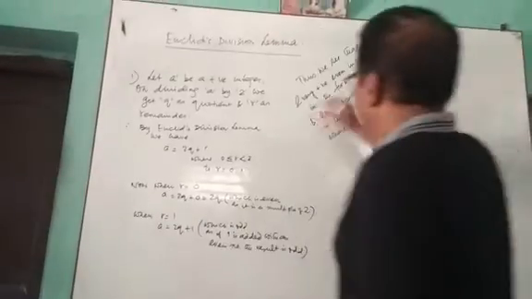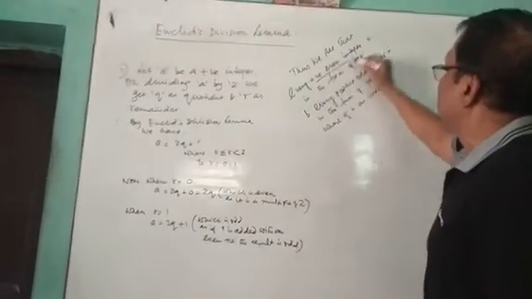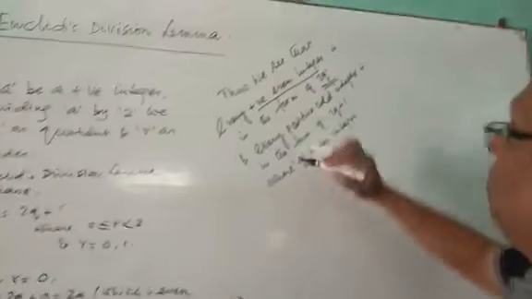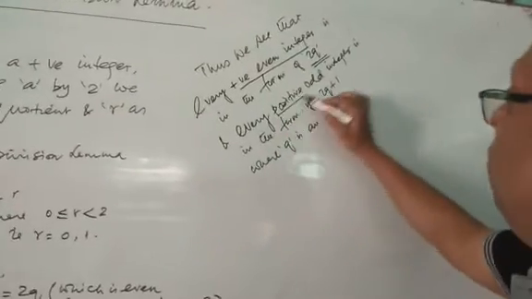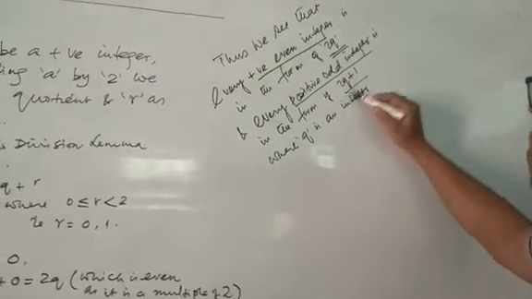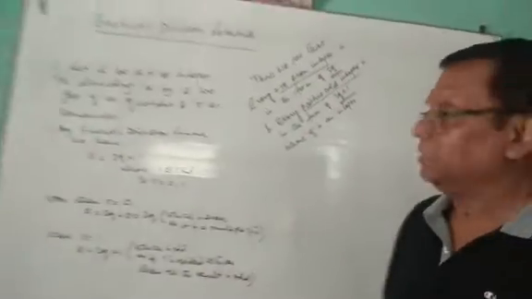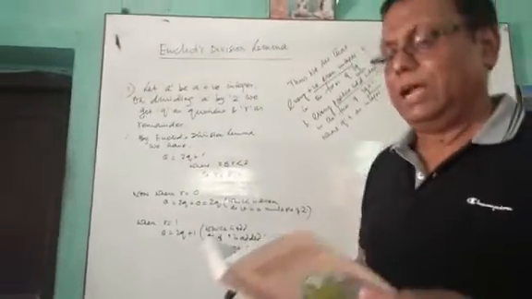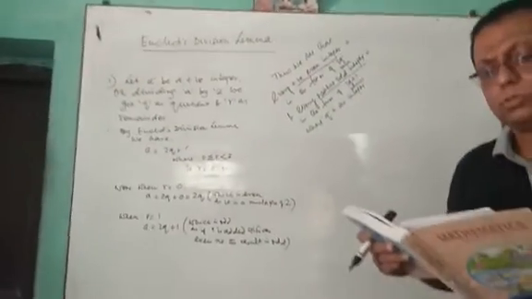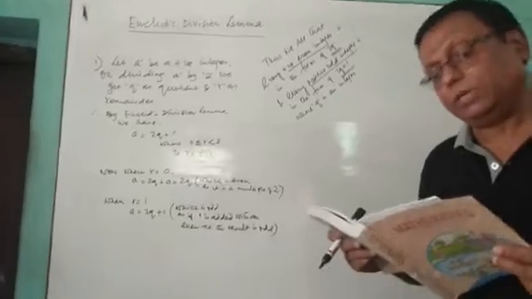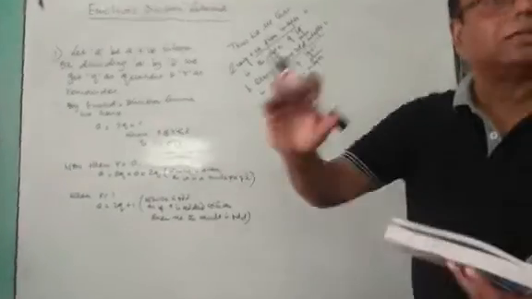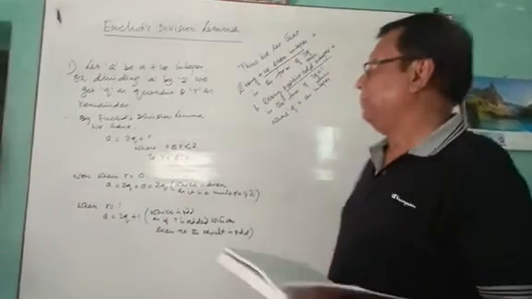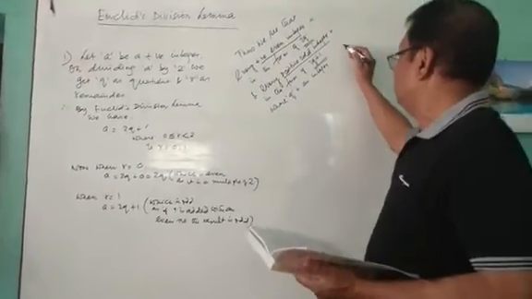Thus we see that every positive even integer is in the form of 2q, and every positive odd integer is in the form of 2q plus 1. This is question number 2 of your NCERT examples. Okay, now come to 3. Example 3 we will discuss now.